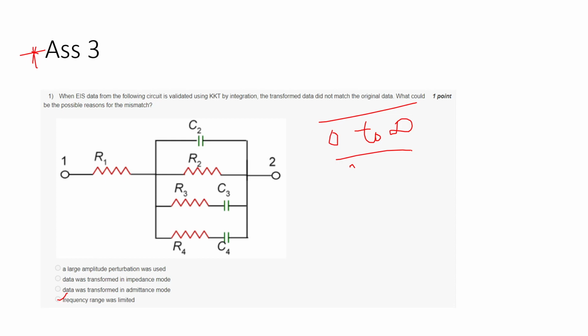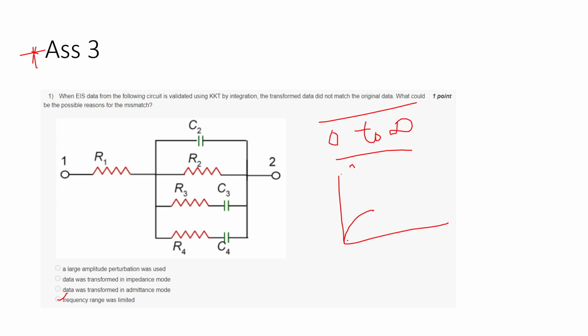So if you remember, there was a formula, the KKT transformation. It is based on an integration formula. I don't exactly remember the formula, but it was something like an integral, a lengthy one. Based on that formula, the software tries to fit the data and tell if it is KKT compliant or not. For doing that, you need a wide set of data from 0 to infinity frequency point.